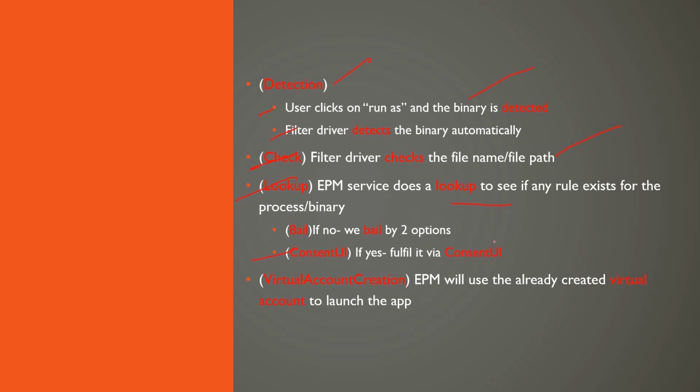If it is able to find a rule, then the consent UI comes up if the end user has to enter a justification or MFA or stuff like that. If it's not able to find any rule, then EPM is going to bail out by two options. Either it's going to launch it as a standard user, or it's going to give an error saying that this elevation cannot happen. Okay, and then there is a virtual account, that is a virtual admin account or a system account, that is used to do the elevation on behalf of the user. The virtual account is an admin account.